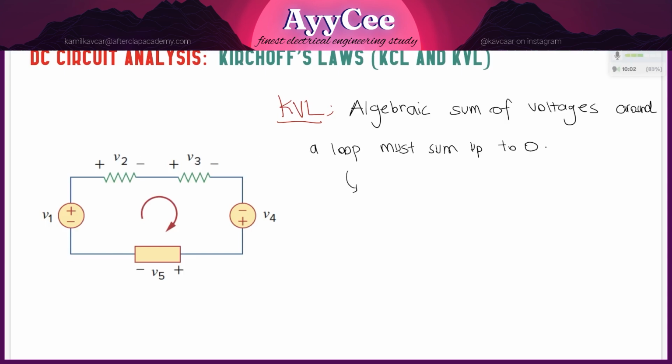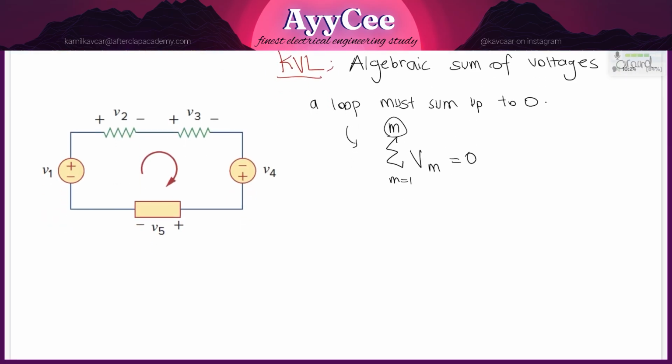Mathematically, we can express this statement. What we're going to have is a summation sign. Here we have m, and m is going to start from 1. This m right in here is representing the loops we have. And then we're going to say Vm is going to be equal to 0. That means the voltages around the loop must sum up to 0. And in here we have an example. For instance, let's take that one.